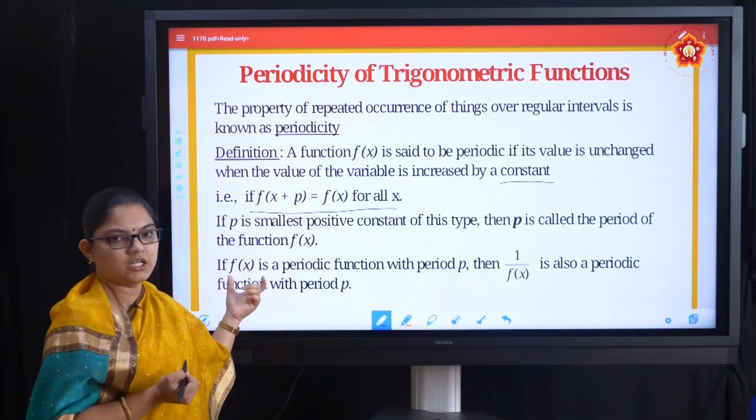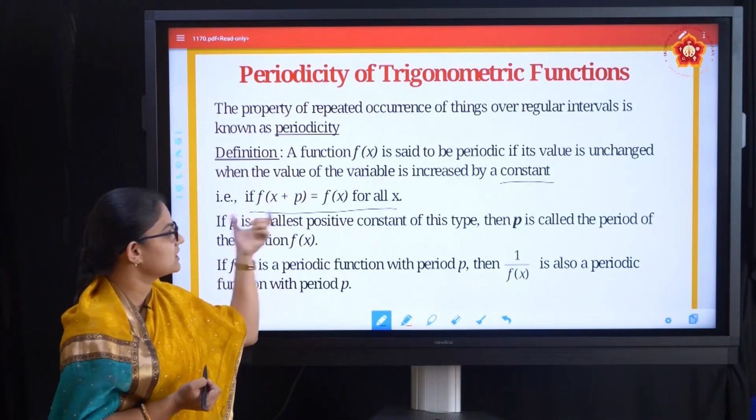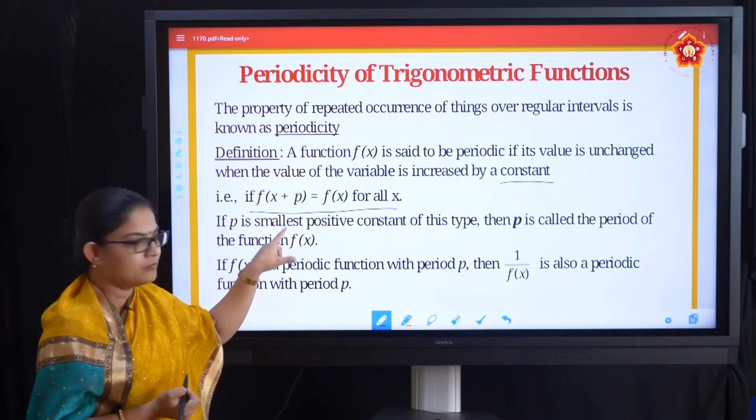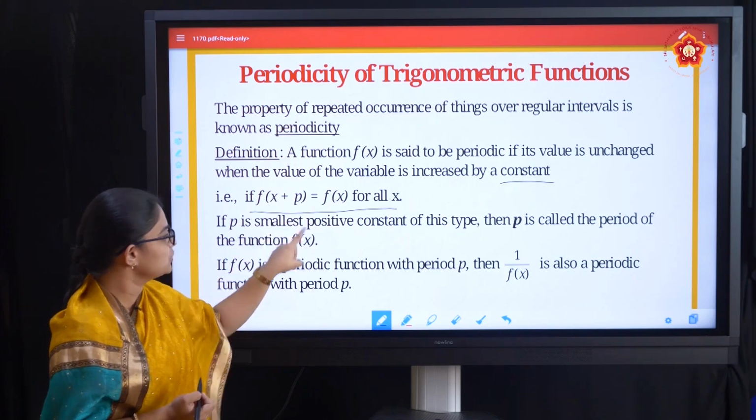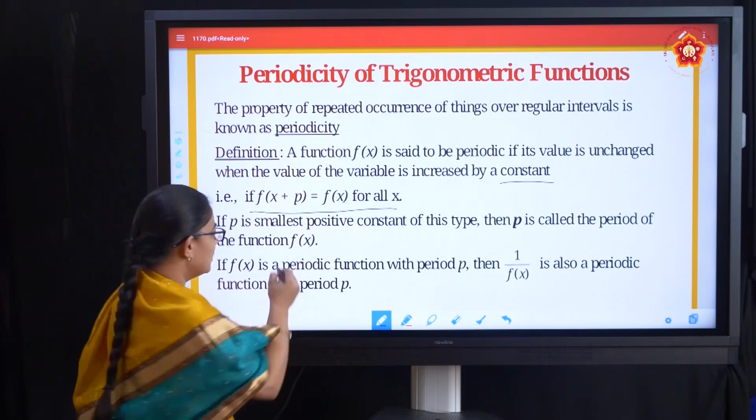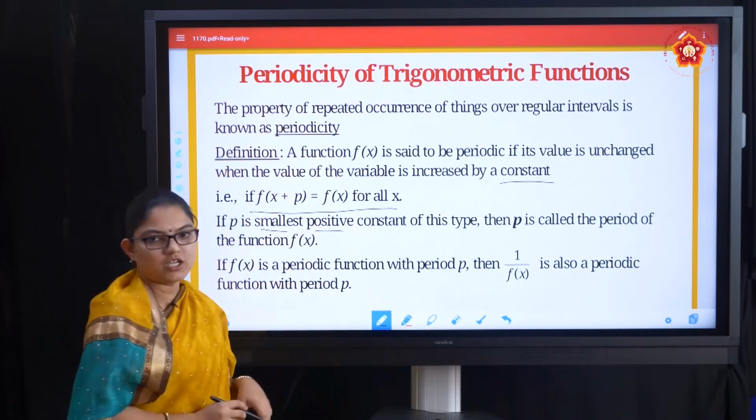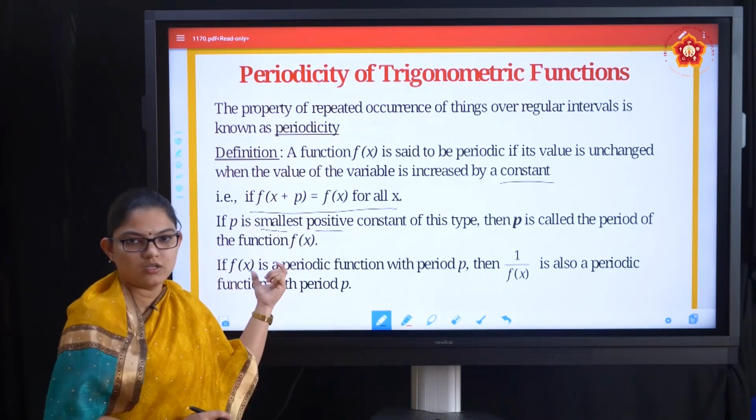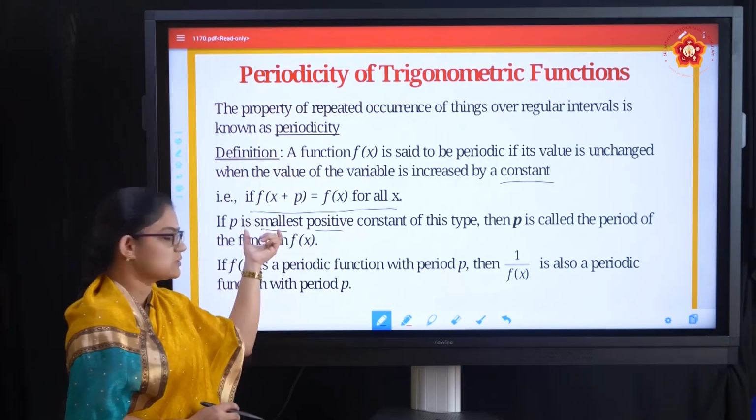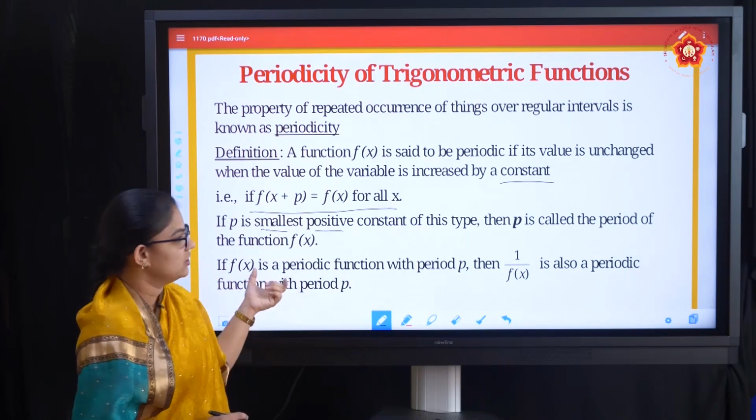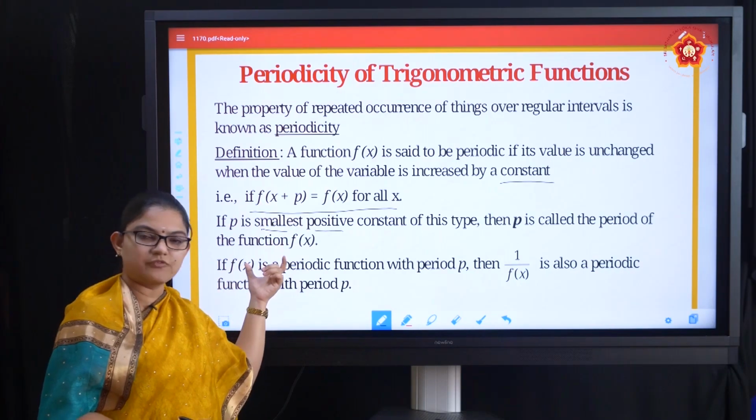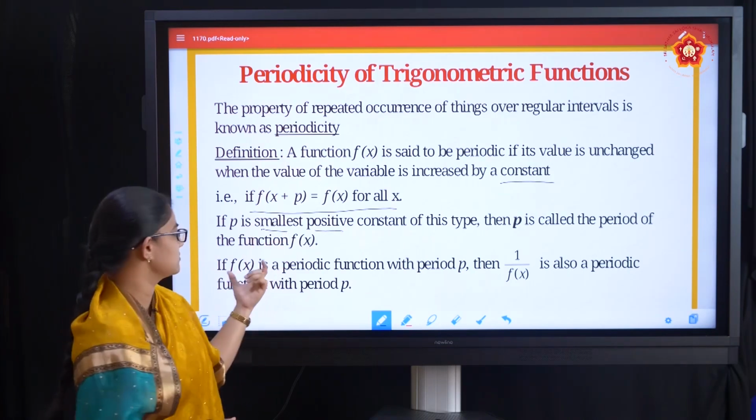So what is the period? The p which satisfies this property, where that p should be the smallest of all. First it should be positive, and it should be the smallest. We cannot consider a negative period. So the period is always positive, it is a real number, and it is the smallest of all the p's. We will get clarity while discussing the periodicity of the trigonometric functions.